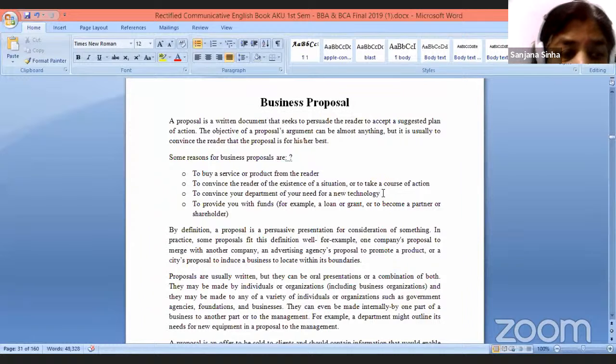So, some reasons for business proposals are to buy a service or product from the reader, buy something from the reader, buy a service from the reader. Okay, there's a need for soft skill classes. You would like somebody to come and employ somebody to take soft skill classes, to employ somebody to be the sports coach in your college. It can be just about anything.